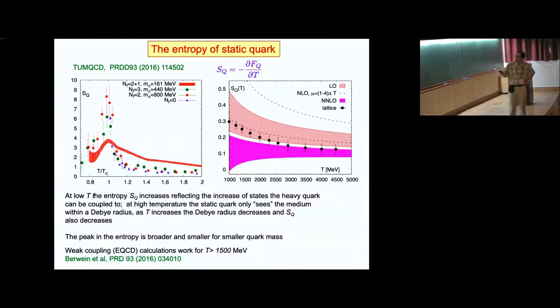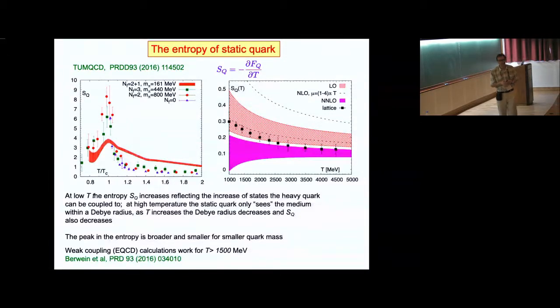And somehow the lattice data at lower temperatures seem to agree with the next-to-leading order results reasonably well, but there is a large uncertainty band. But as you go to high temperature, it seems that it lies in between the leading order and next-to-leading order result, and eventually they start to agree at very high temperature with the next-to-leading result. But it's clear that the tendency of this temperature dependence can be explained in perturbation theory, which is based on electrostatic QCD, only for temperature 1500 and maybe or larger.